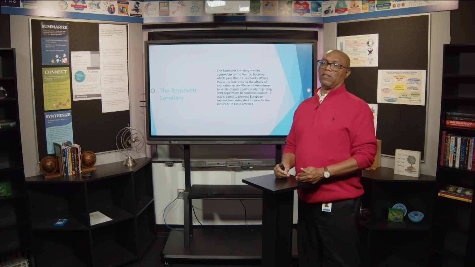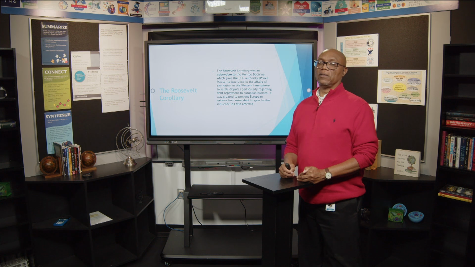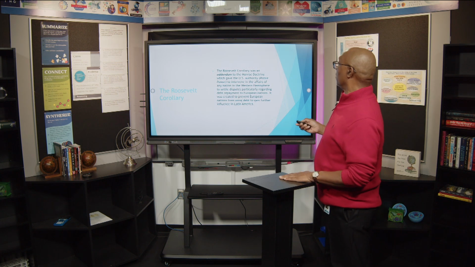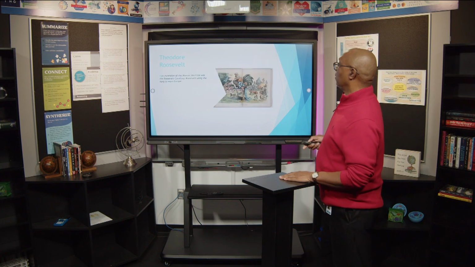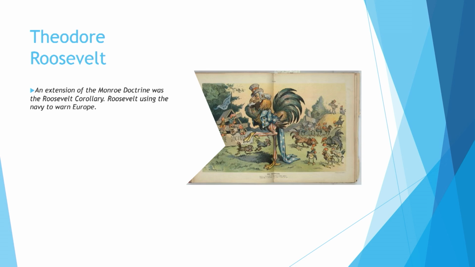But after the Spanish-American War, and we become such a world power, now the United States of America is in a position militarily where we can defend our spheres of influence in the Western Hemisphere. Here's a cartoon of the Roosevelt Corollary. This is an extension of the Monroe Doctrine, was the Roosevelt Corollary. Roosevelt used the Navy.